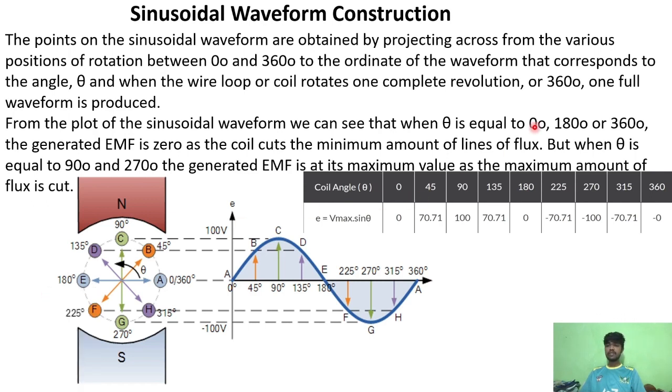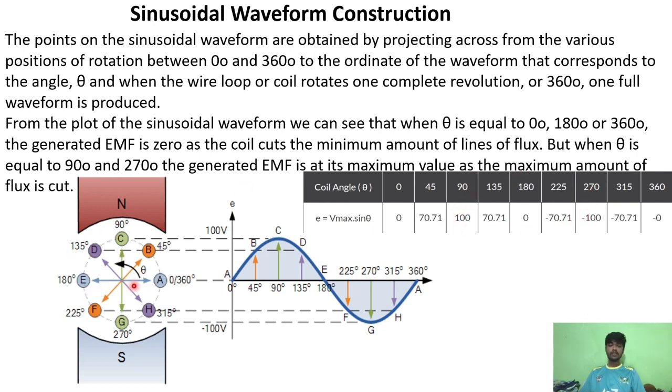From the plot of the sinusoidal waveform, we can see that when theta is equal to 0 degrees, 180 degrees, or 360 degrees, the generated EMF value is 0. Whenever the angle between the wire loop and the magnetic field lines is 0, the EMF induced or current produced is 0. Whenever it is 180 degrees, again it is 0, and at 360 degrees it is 0. But when theta is equal to 90 and 270 degrees, the generated EMF is at its maximum value, 100 and minus 100.